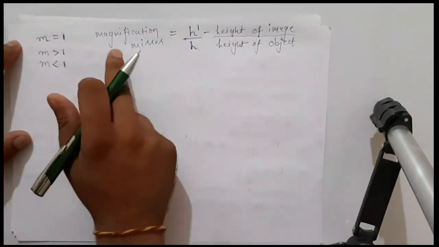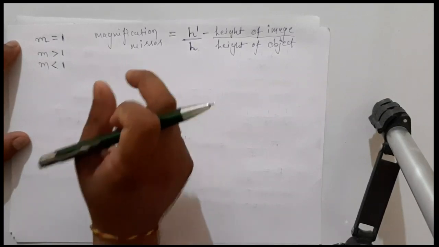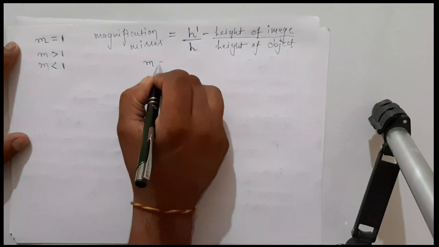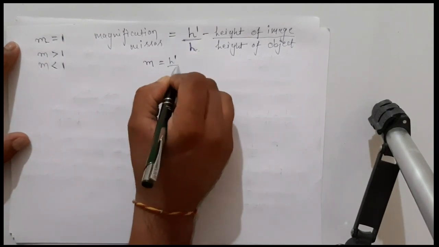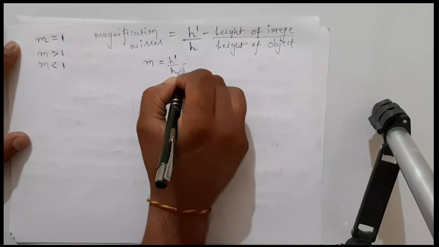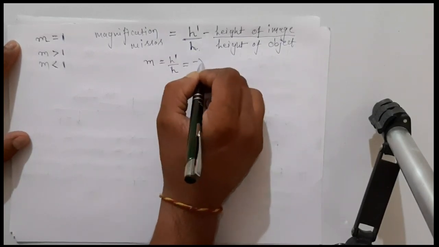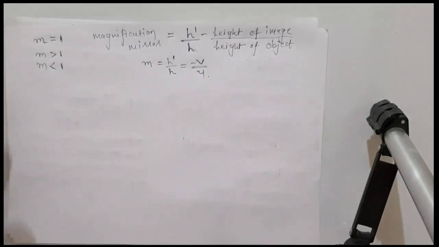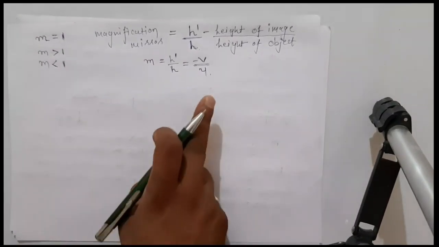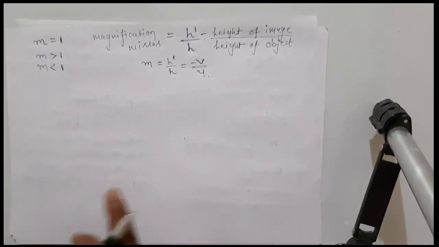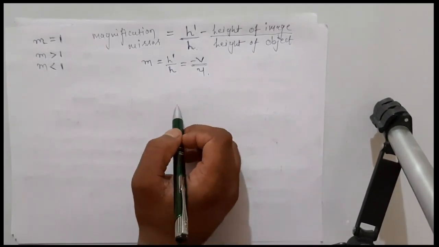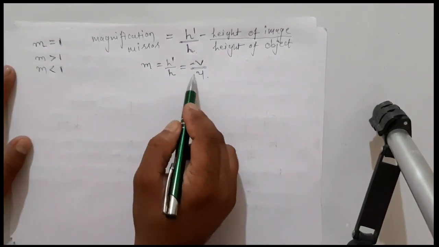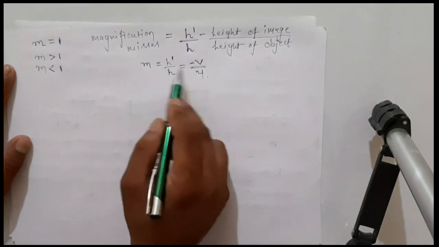And if we want to take this in terms of object distance and image distance, then the magnification will also be equal to minus v by u. For a mirror, it will be minus v by u, and here the negative sign indicates that our object we will place at the left side.